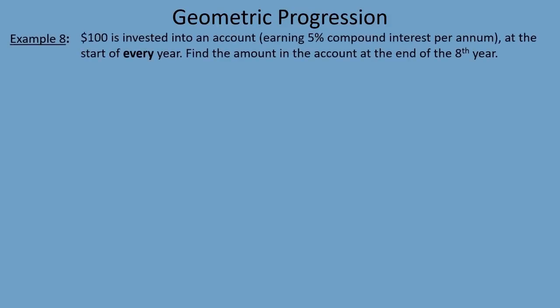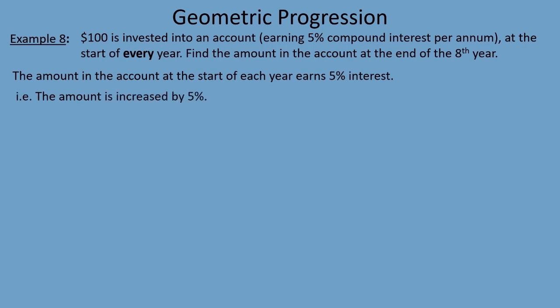Example 8. $100 is invested into an account, earning 5% compound interest per annum at the start of every year. Find the amount in the account at the end of the 8th year. Solution. The amount in the account at the start of each year earns 5% interest. That is, the amount is increased by 5%. To increase an amount by 5%, multiply by 1.05.